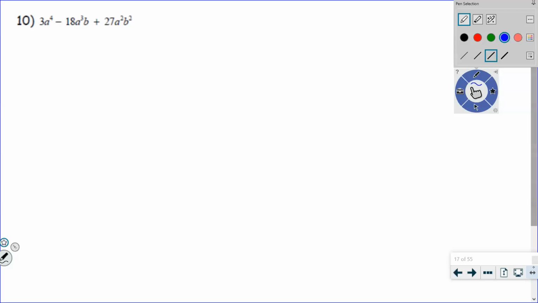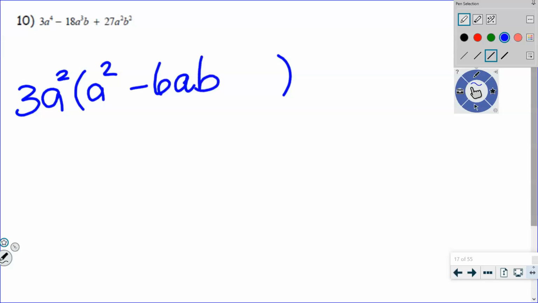So for number 10, there's letters all over the place. Looks like a 3 can be taken out. It can be, but not just a 3. What are you taking out of number 10 first? Okay, so factor out a 3a squared. So 3a squared, a squared left over, minus 6ab plus 9b squared. I know what this is. It's a perfect square trinomial, guys.